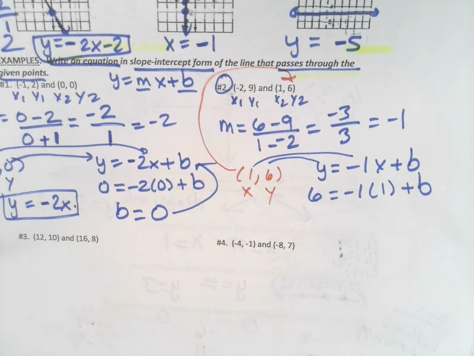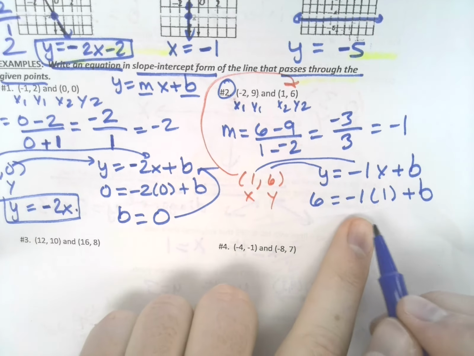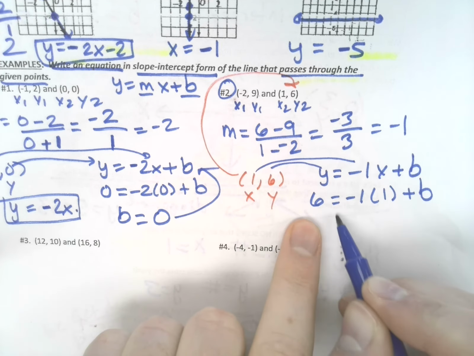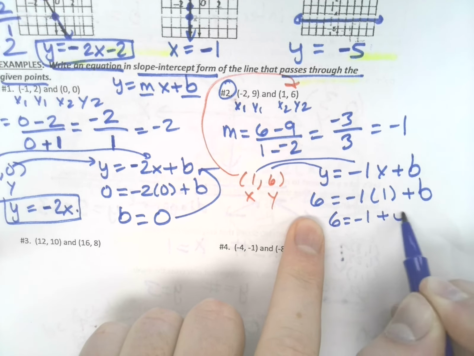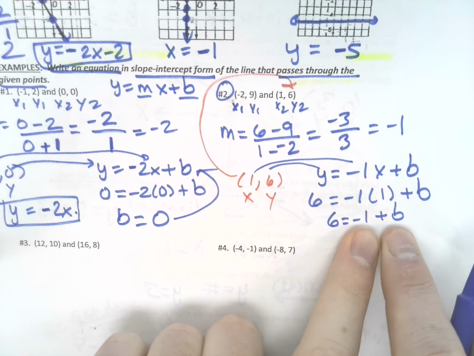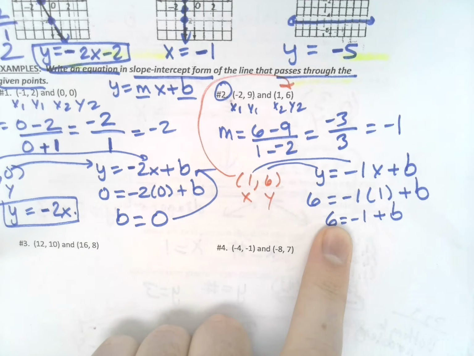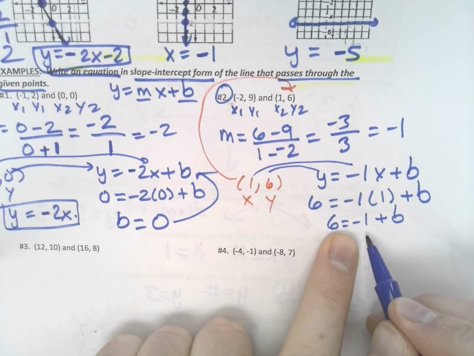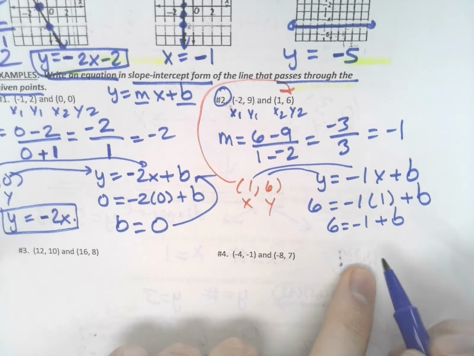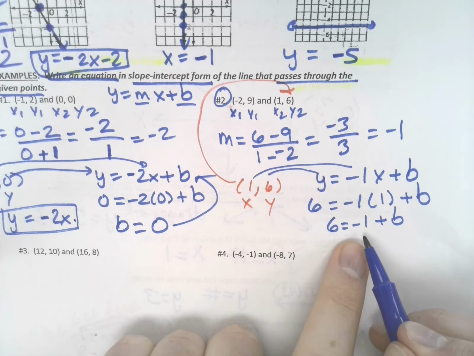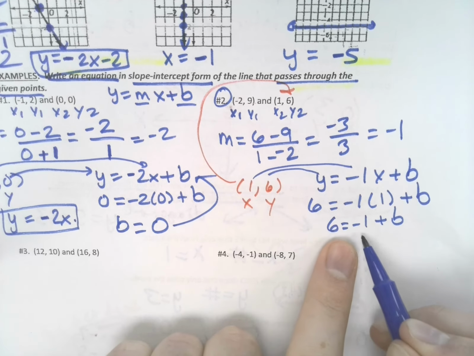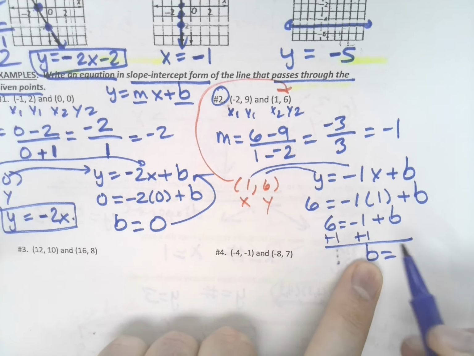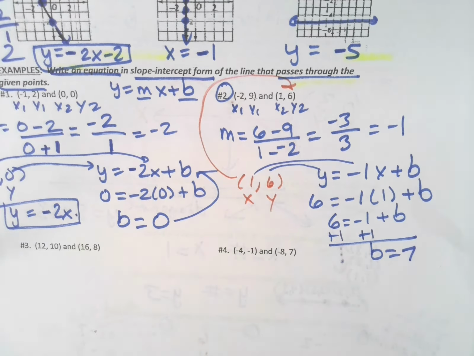So what's negative 1 times 1 going to be? What's negative 1 times 1, Caden? Negative 1. And then, Ken, if we have b plus -1, how can we get rid of that -1? I'm going to move it over. Yeah, so if it's a -1, we could add 1. And so what's b going to be equal to? 7. And so now we got our equation.